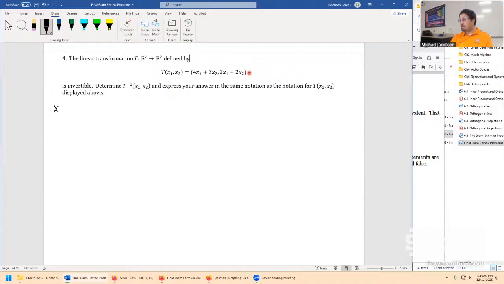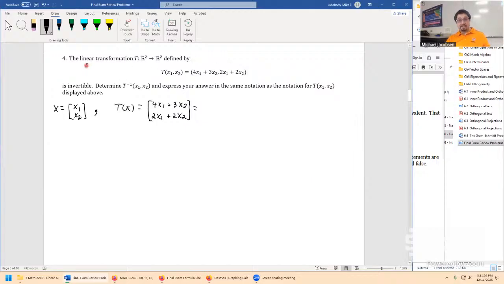So x is going to be x1, x2, but written vertically as a column vector. And then T of x, replacing this with our new notation, is going to be another column vector where entry 1 is 4x1 plus 3x2, and across the comma is entry 2, 2x1 plus 2x2. That's how we're used to seeing it.